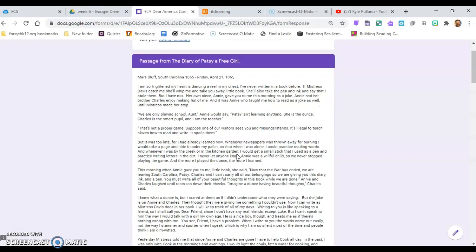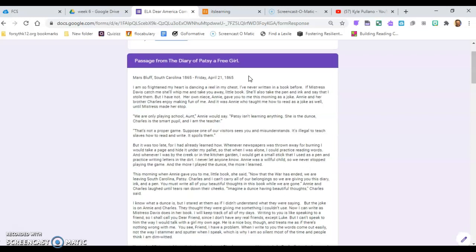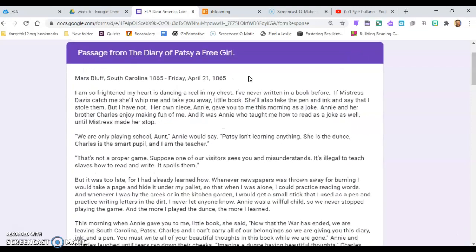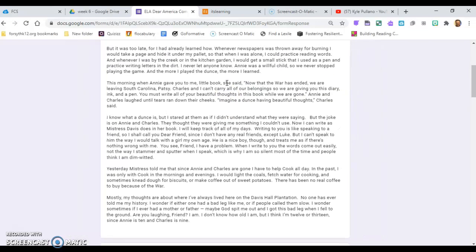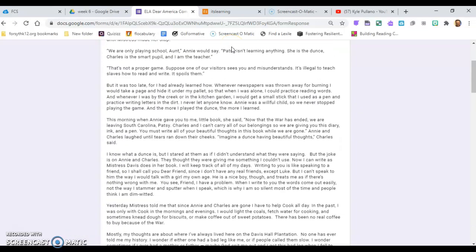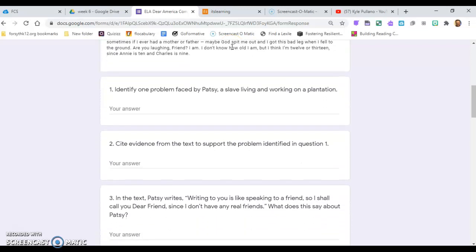For the passage, this is a passage from a larger chapter book, The Diary of Patsy, a Free Girl. And so this is about a slave, the time of 1865, right about the time where slaves were emancipated or set free. On my trackpad, if I move my fingers diagonally away, I can make this larger so that I can read. So you will read this passage. It's about a page of the text, and then you will have questions down here.